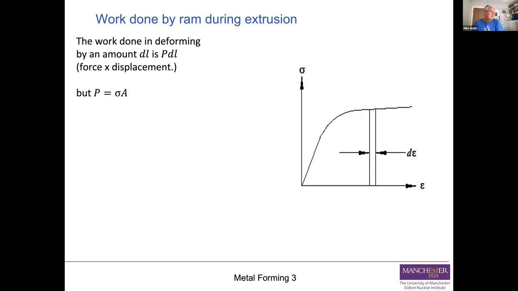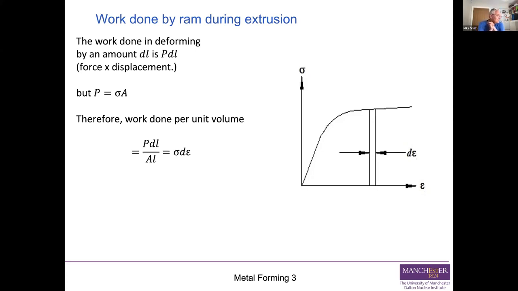But what we know is P is sigma times A, where A is the cross-sectional area of the billet that the ram's pushing on, and sigma is the stress that's acting over that cross-section, because that's the definition of stress, load and area together. So we can work out the work done per unit volume.